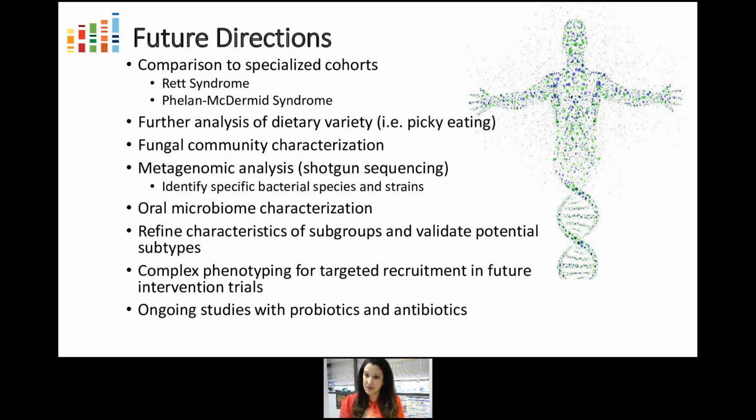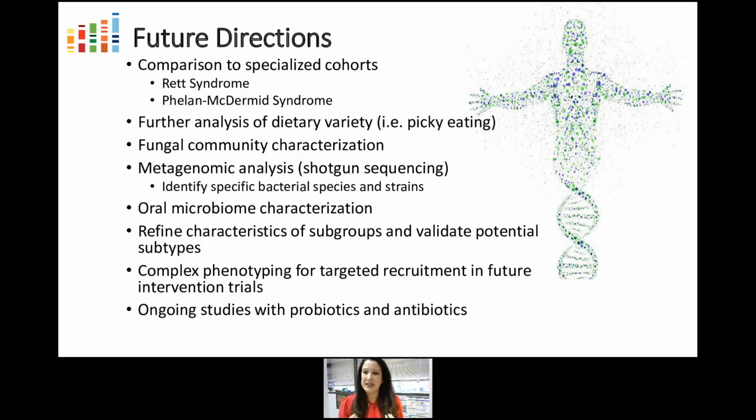We've characterized the fungal community, and as I mentioned before, we have full shotgun sequencing data that's allowing us to dig into a complete metagenomic analysis, again allowing us to potentially identify important bacterial species and even potential strains. When we collected the stool specimen, we also collected a buccal swab. So we've just recently completed sequencing on the oral microbiome in this large cohort as well, and haven't even had a chance to dig into the data yet.